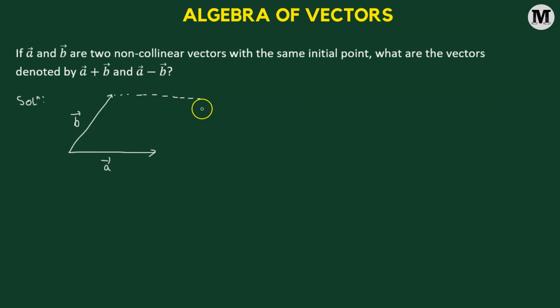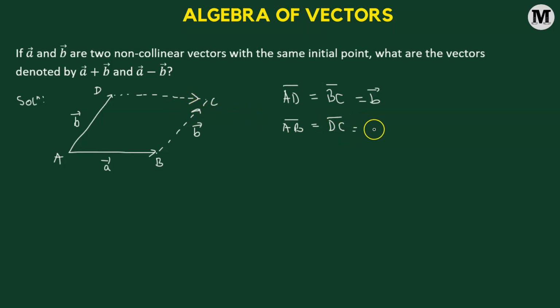So if we construct a parallelogram, call it ABCD, then AD will be equal to BC. They will also be equal vectorially, so that means BC is going to be equal to the vector B. And similarly, we have AB equal to DC, opposite sides of a parallelogram being equal, and let's consider them to be equal vectors. That means AB equals DC, which equals the vector A. So here we have the vector A.